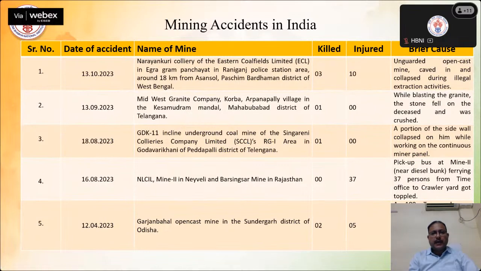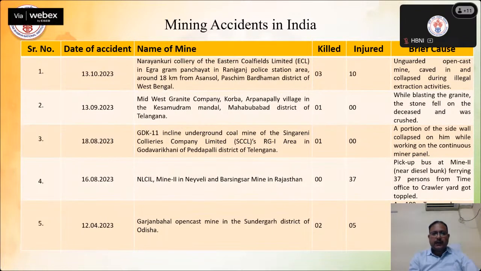13/10/2023, Narayan Puri Colliery of the Eastern Coalfields Limited in Erga Gram Panchayat in Raniganj Police Station area, around 80 kilometers from Asansol, wherein 3 people got killed, 10 got injured. The reason was an unguarded open cast mine caved in and collapsed during illegal extraction. So this is the thing which you have to focus upon. How to focus is much important in this scenario.